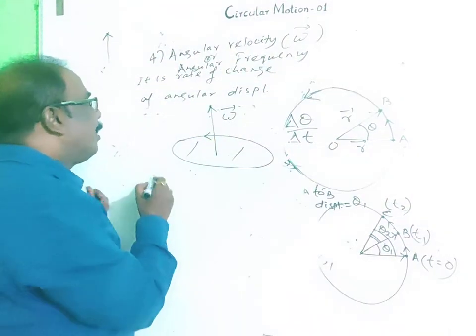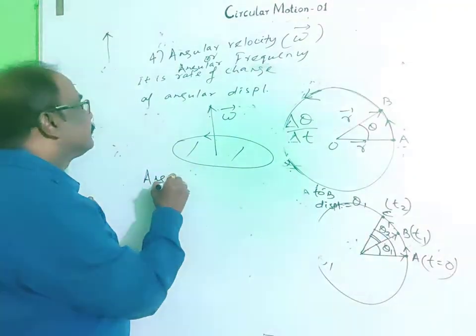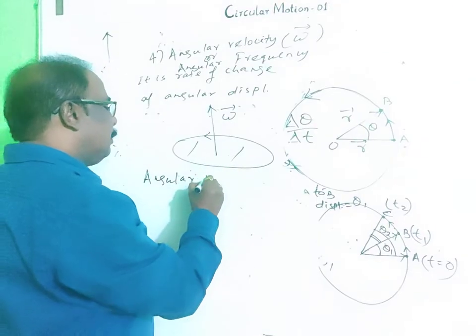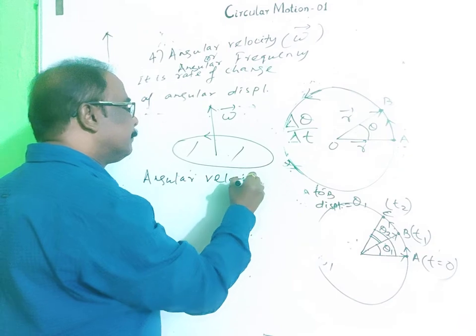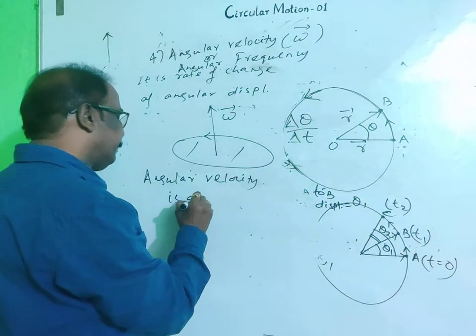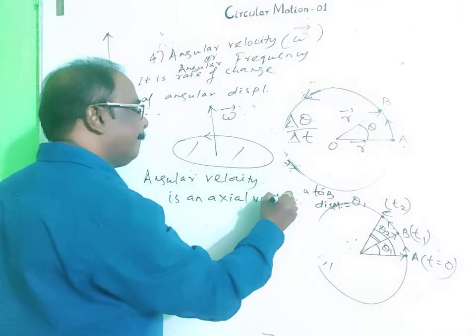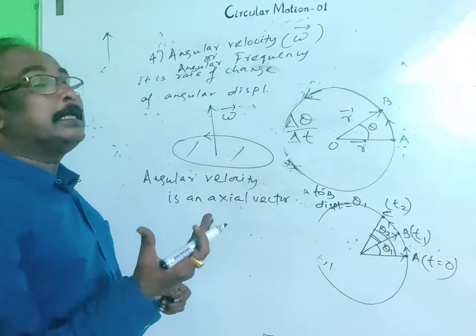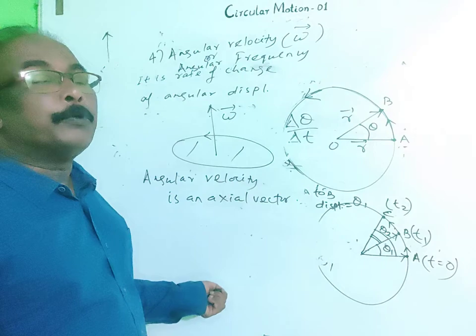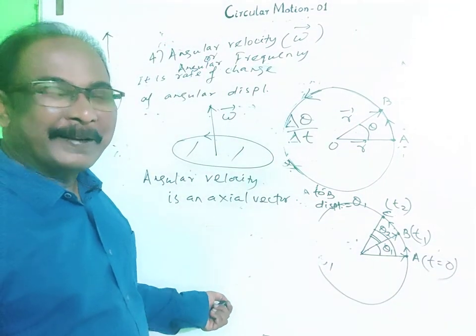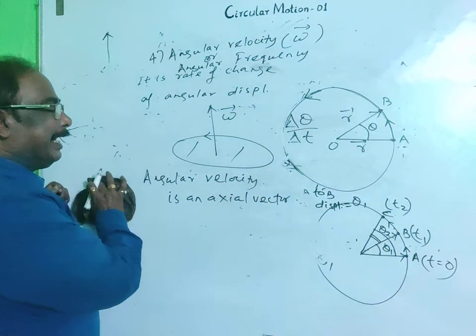Whatever may be, angular velocity is an axial vector. Angular displacement is an axial vector. Angular velocity is also an axial vector. Okay. Let's relate now.